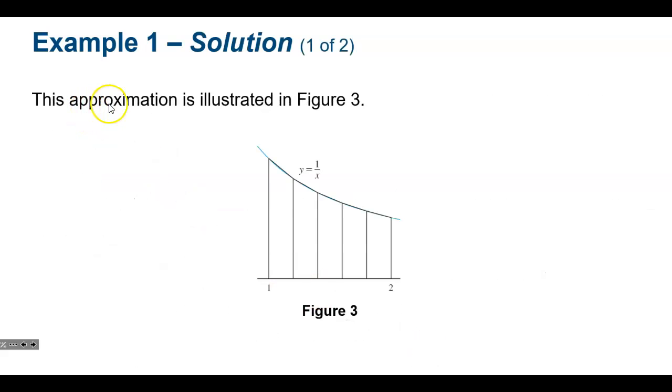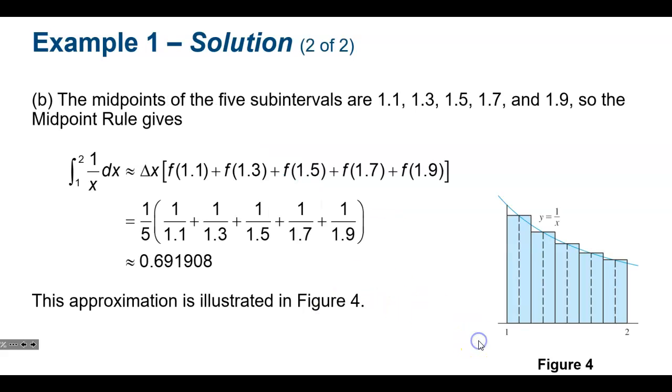Now here is the approximation which is illustrated in this figure. So here are your n equal to 5 intervals. Now in part B, we want to find the midpoints of the 5 subintervals. And the midpoints of each subinterval are 1.1, 1.3, 1.5, 1.7, and 1.9.